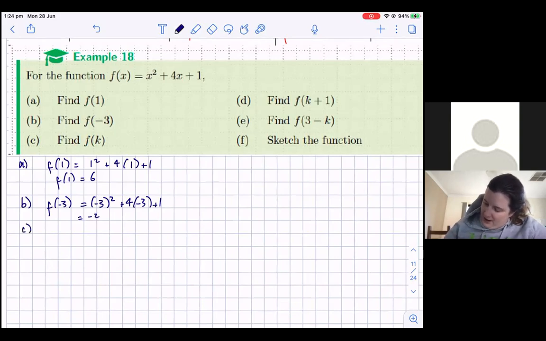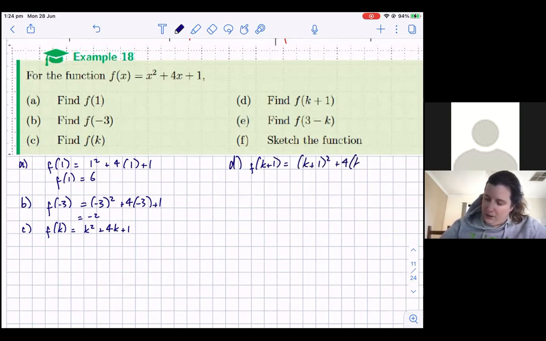C, find f of k. Now we're just replacing the x's with k's. So we've got k squared plus 4k plus 1. D, f of k plus 1. Well, we've got k plus 1 squared plus 4 times k plus 1 plus 1, which gives us k squared plus 2k plus 1 plus 4k plus 4 plus 1, k squared plus 6k plus 6.